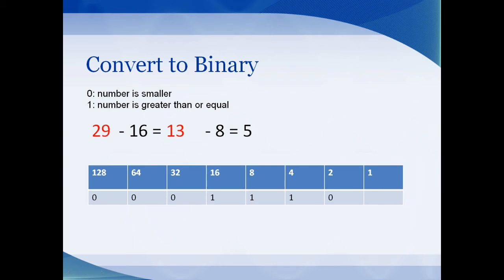1 is smaller than 2, so you put a 0, and 1 in the last position is the same, so we're going to put a 1, and that's our binary number. So 0, 0, 0, 1, 1, 1, 0, 1.